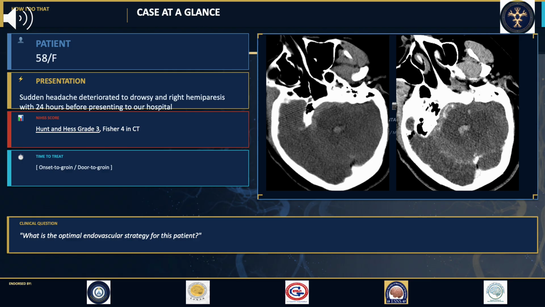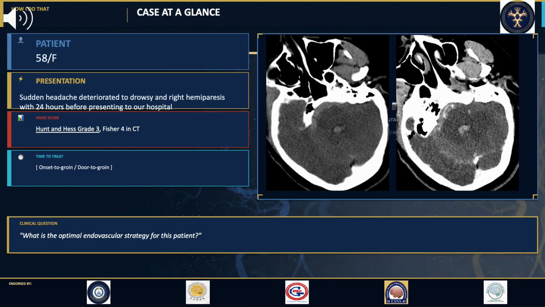Patient: a 58-year-old female who presented with sudden onset headache that rapidly deteriorated over 24 hours to include drowsiness and right-sided hemiparesis before arriving at our hospital. This acute neurological decline raised immediate concern for a hemorrhagic event.